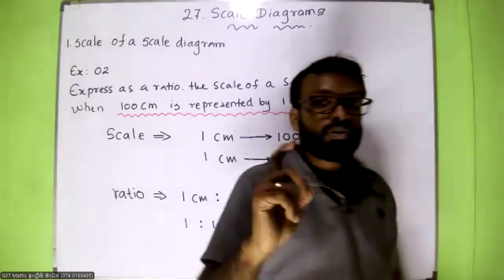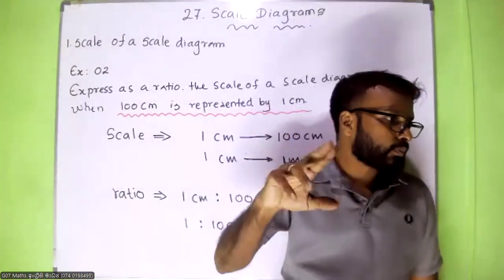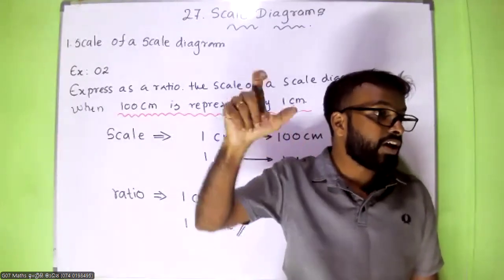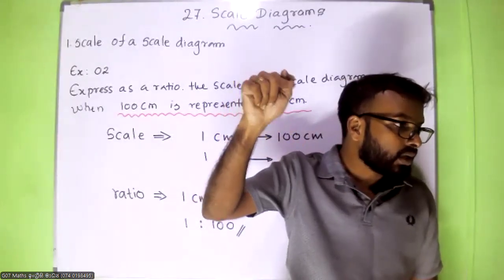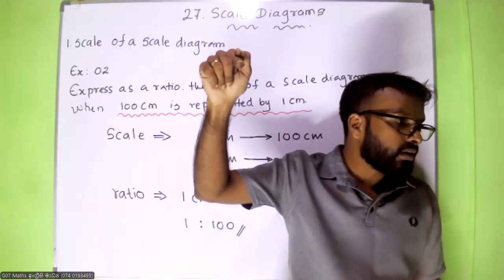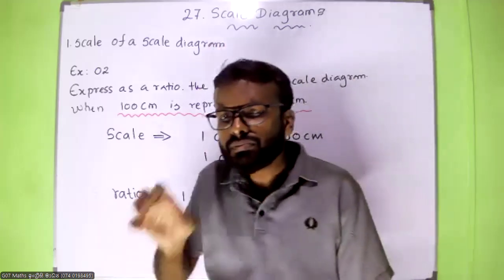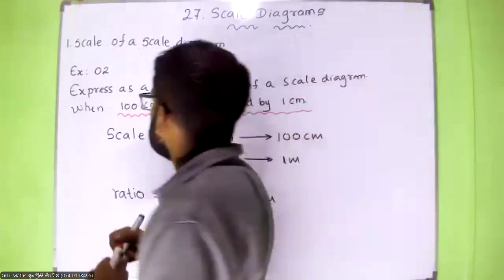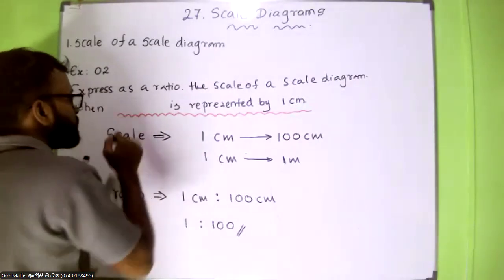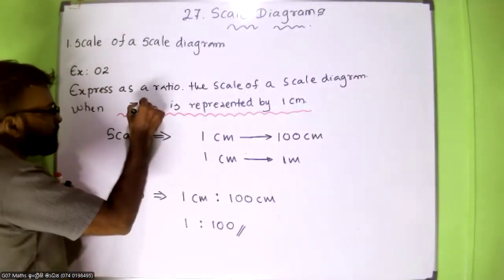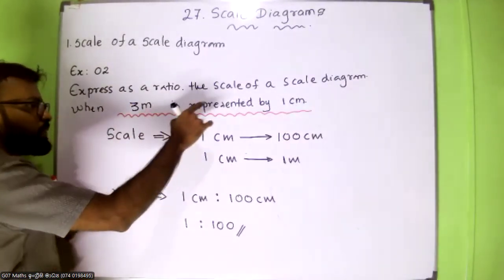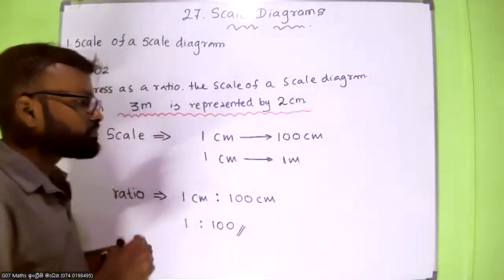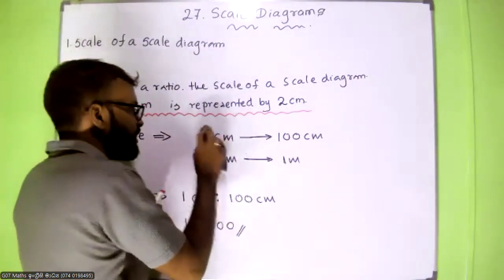In example number 2, there is something like this. Express as a ratio the scale of a scale diagram where 3 meters is represented by 2 centimeters. 3 meters is represented by 2 centimeters, correct? So scale.